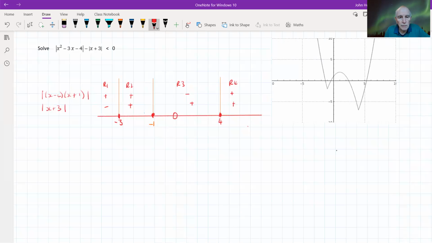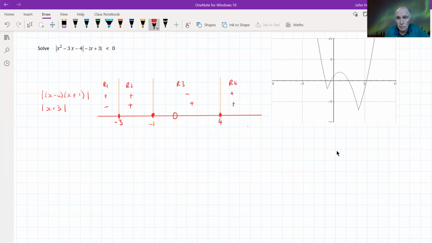So what I've done here, and this is just part of the method, is draw the number line and mark on it the critical points, which then define the critical regions. The critical regions are defined by when these factors change sign. Now, factorize the first one just to make it a bit more visible: x minus 4, x plus 1. Now, this is going to be positive when x is less than 1.